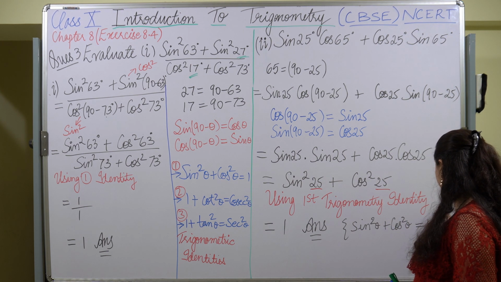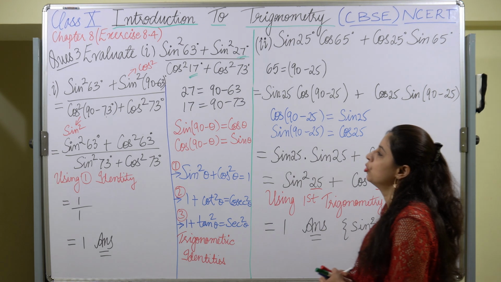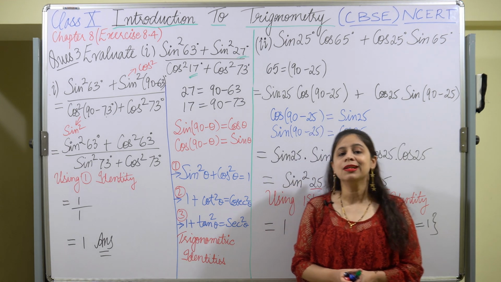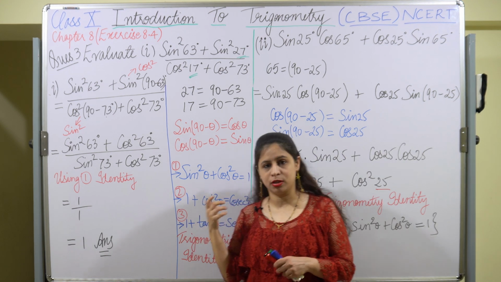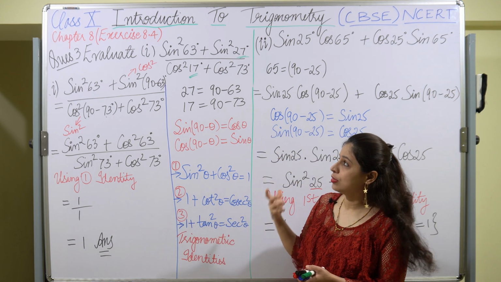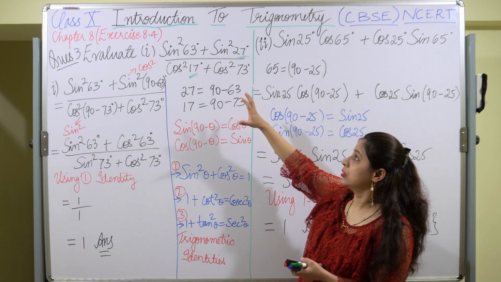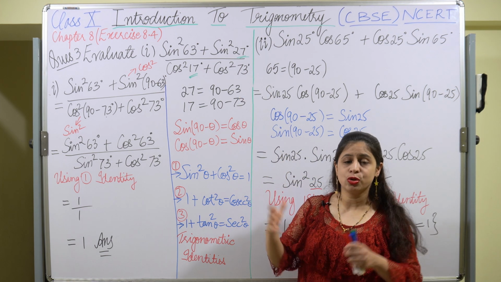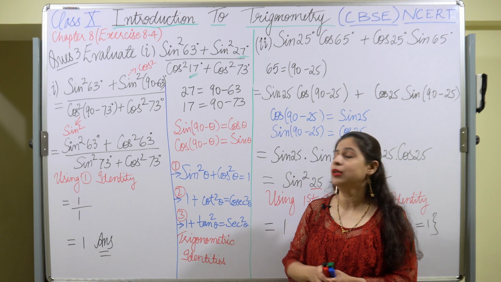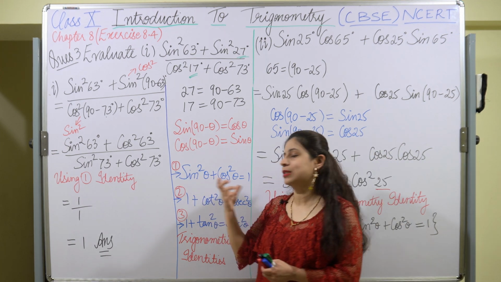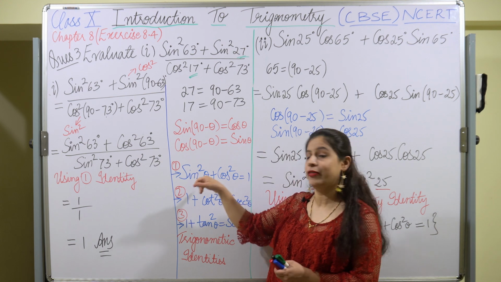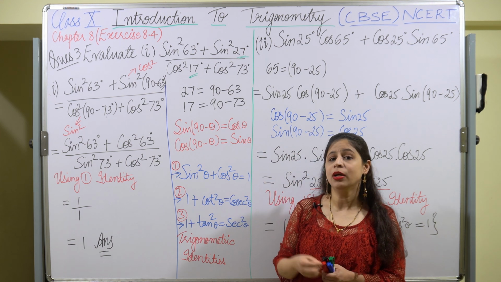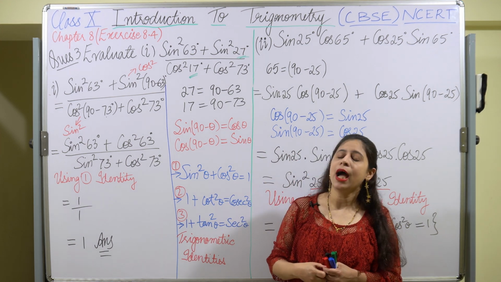In this manner we need to proceed with such types of questions. In the examination and in test series, the angles will be changed. So you need to replace in such a manner that both the sine and cos get the same angle. Then only the identities are applicable.